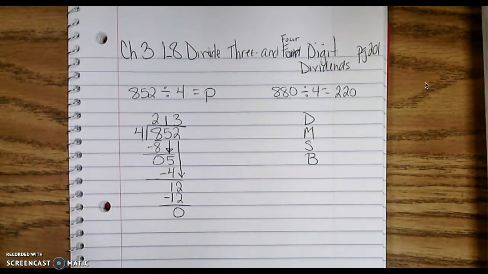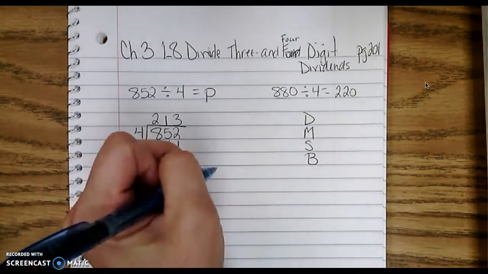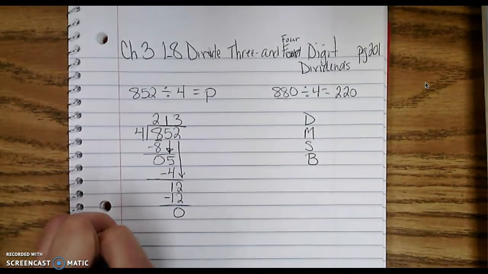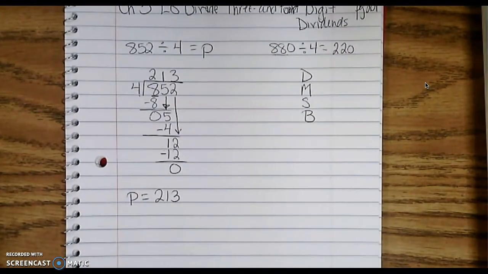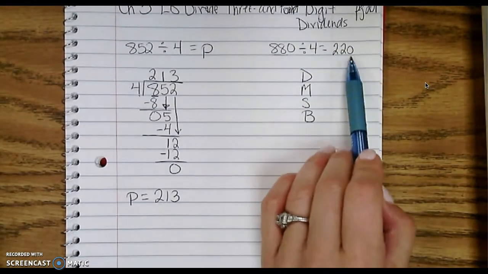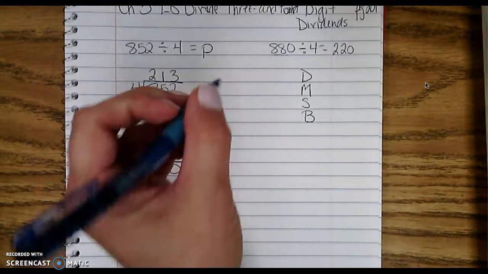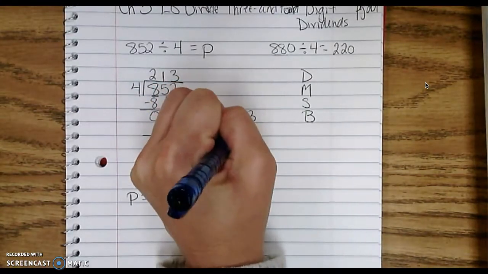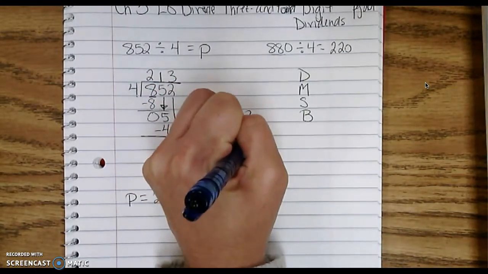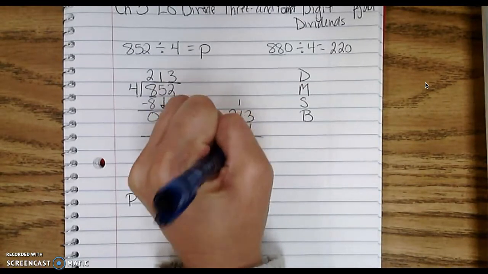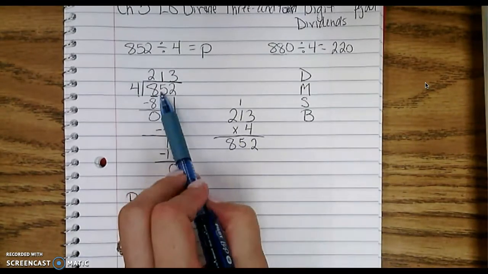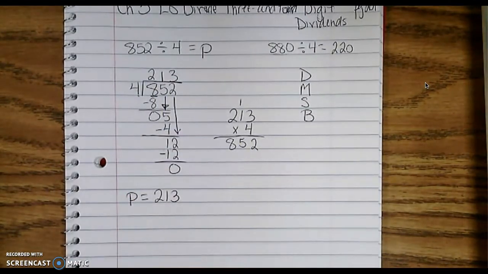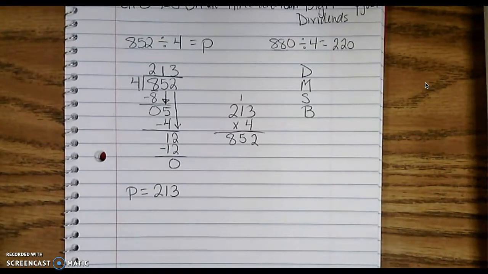And I am done. So I know from my answer that P equals 213. If I wanted to check that, I already have my estimate here, which is pretty close, but if I want to check it, I would take my quotient and multiply it by my divisor. And my answer to my multiplication should be my dividend. All right, let's try the next example.